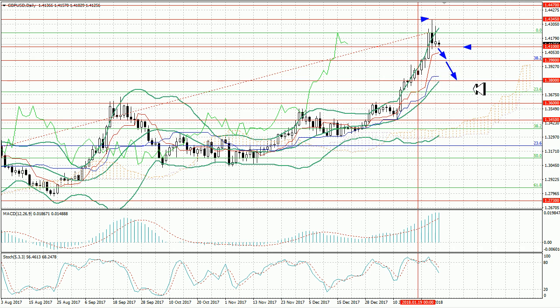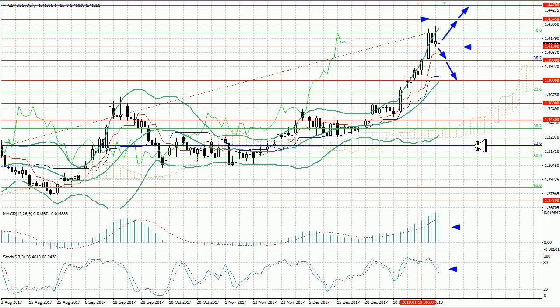Otherwise, the price may return to the January highs at around 1.4345 and even go higher to 1.4470. Technical indicators do not give a clear signal. The MACD histogram stopped in the positive zone, stochastic turned down, Bollinger Bands are still directed upwards.